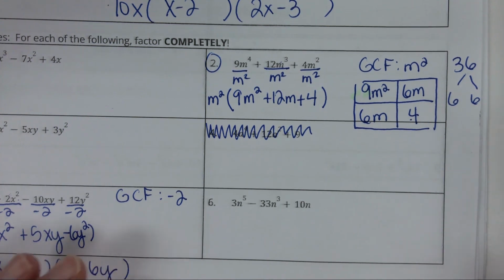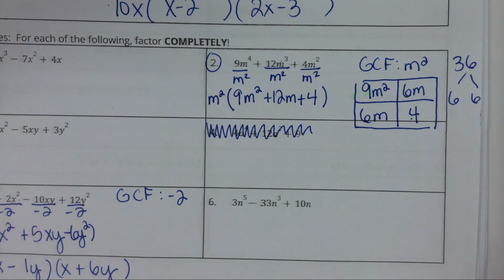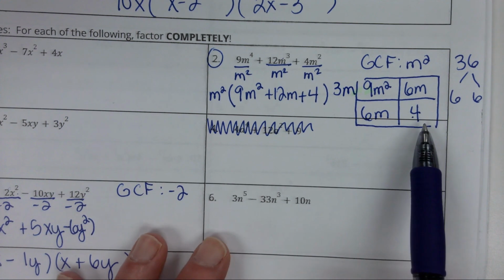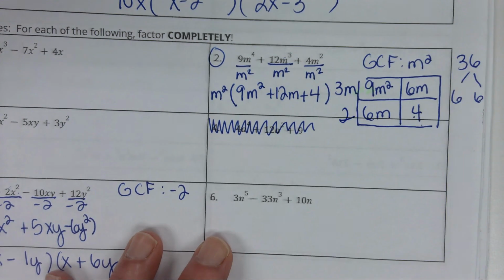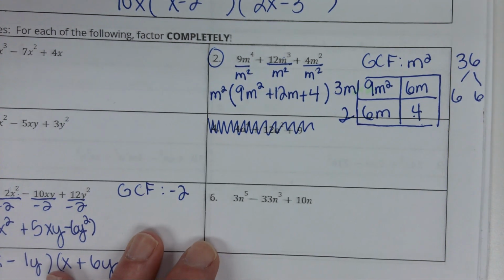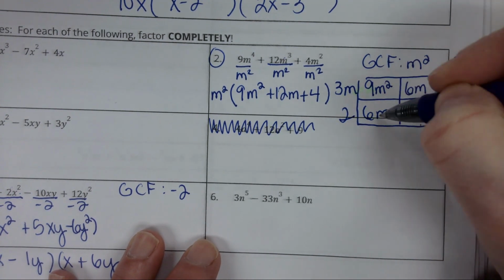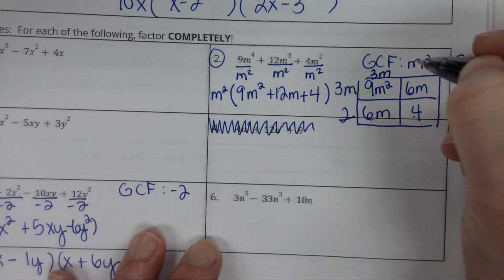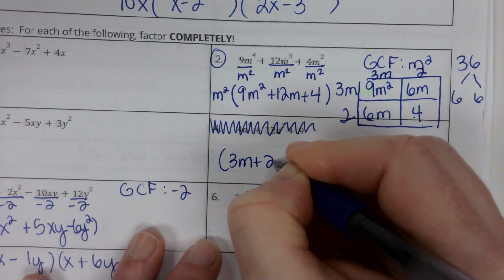All right, what's the GCF? We'll do the top row: 9m squared and 6m. 3m. Awesome. 6m and 4: 2. I'm going to squeeze it in there. 3m, and 2 again. Interesting. 3m plus 2. Hold on a second.